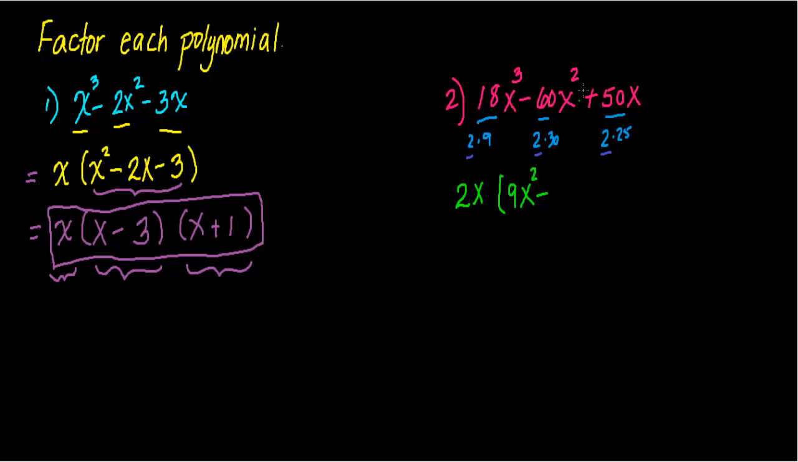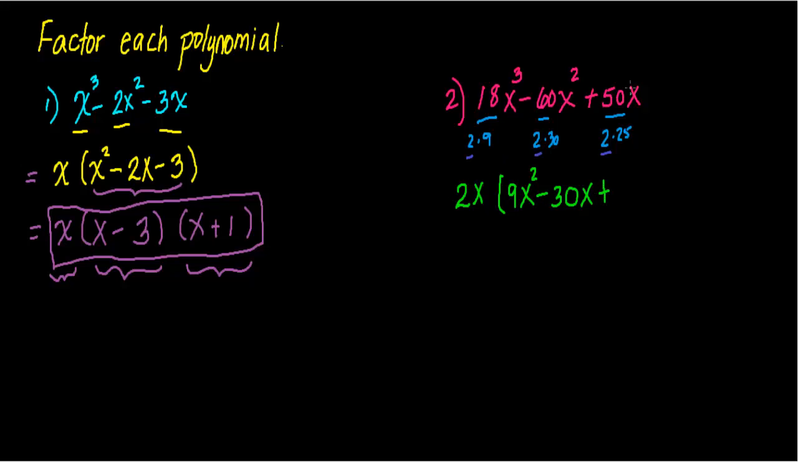Now we're going to work with 60x cubed. 2x times what will give me 60x cubed? Well, 2 times 30 will give me 60. And x times what will give me x cubed, x squared? X. Again, if you multiply 2x times 30x, you will get 60x squared. Then I bring down this plus sign.